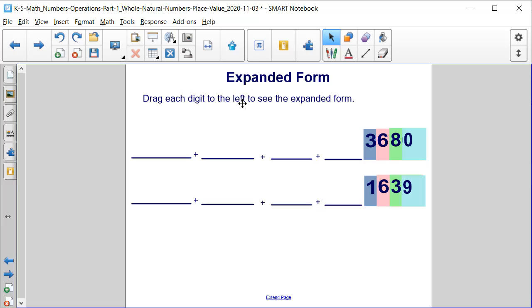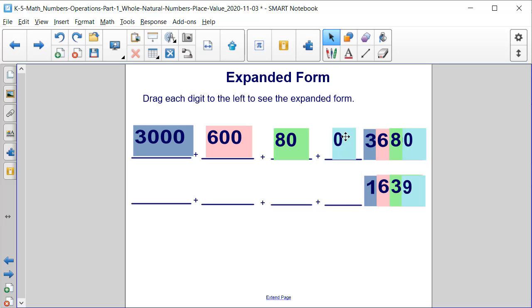Drag each digit to the left to see the number that's currently in standard form written in expanded form. Our first number is 3,680. So the 3 represents 3,000, so we can put that out first. Then we have a 6 in the hundreds place, so it represents 600. The 8 is in the tens place, so it represents 80. And there is a 0 in the ones place, and it represents 0.